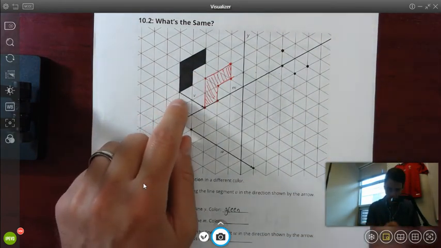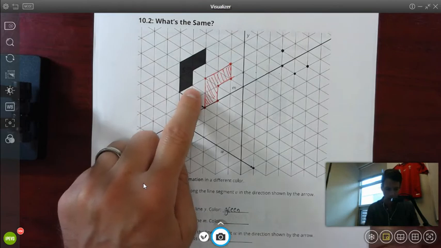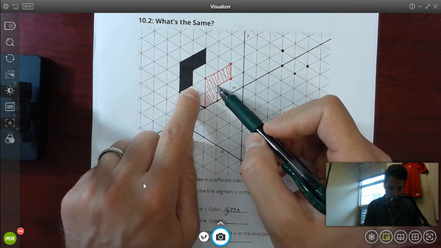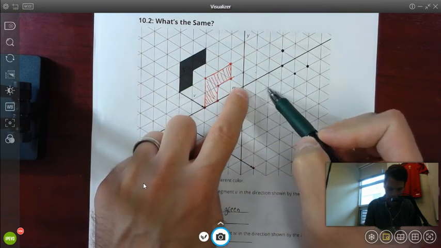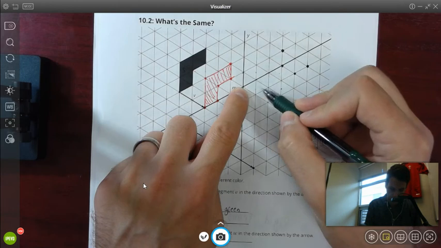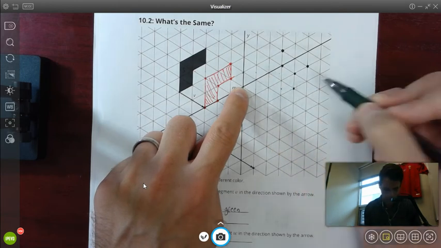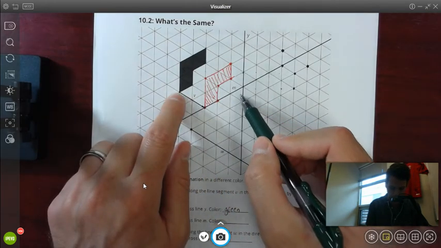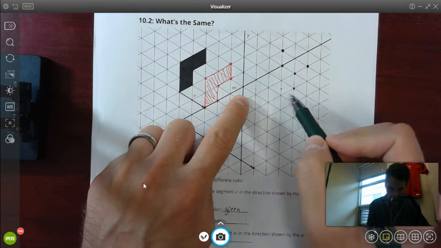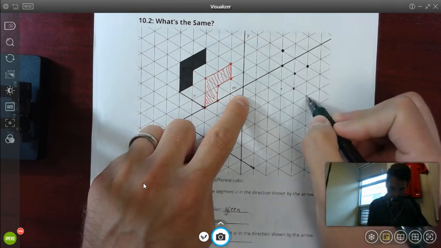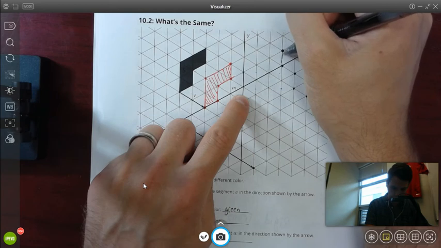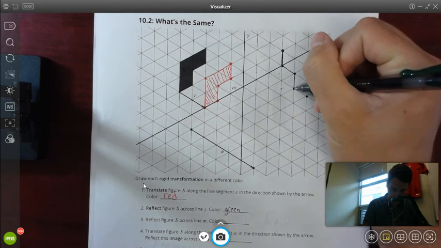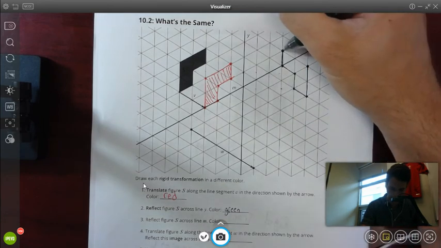So we have 4 points so far. And then we have our next point here, which we're going to count over as well. 1, 2, 3, 4 spaces. And then lastly, our point down here at the bottom, 1, 2, 3, 4, 5 spaces. So we just need to connect our dots here to make the shape and our mirror image of figure S.